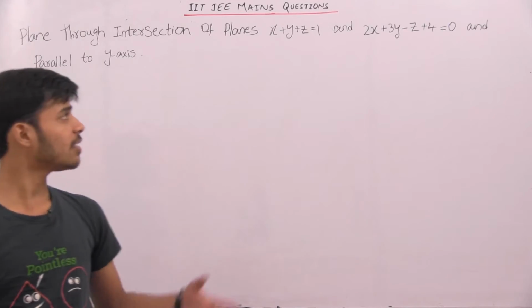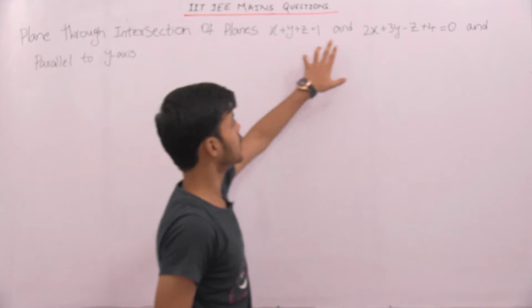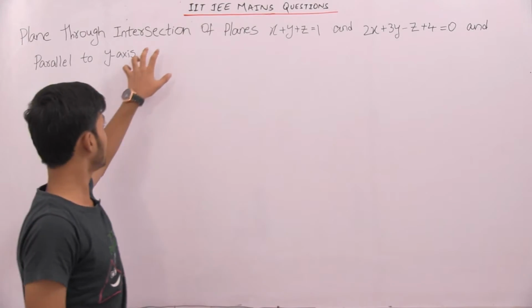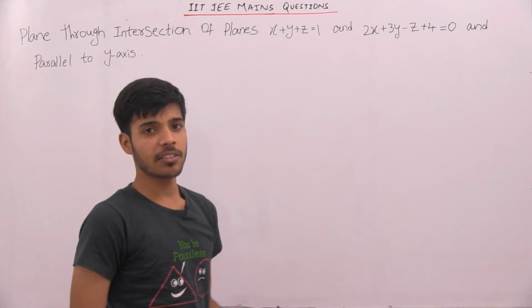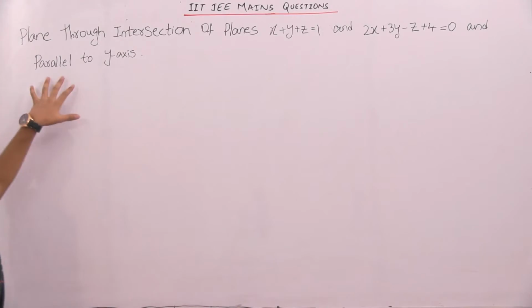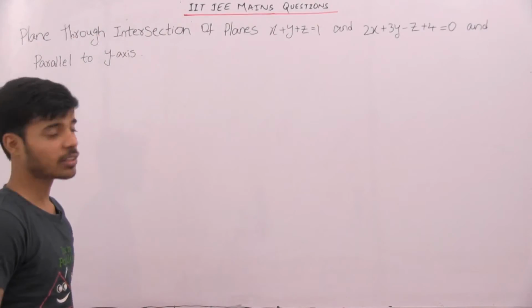Okay. Now we have another question from the same 3D geometry topic. We have to find the equation of a plane which passes through the intersection of these two planes and is parallel to the y-axis. Usually, when two planes intersect we get a line, but we are given additional information, that it is parallel to the y-axis, hence we will be able to find the equation of the plane.